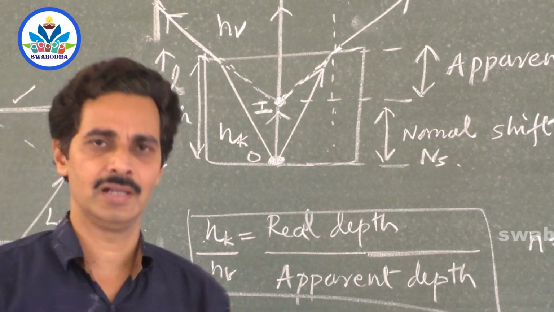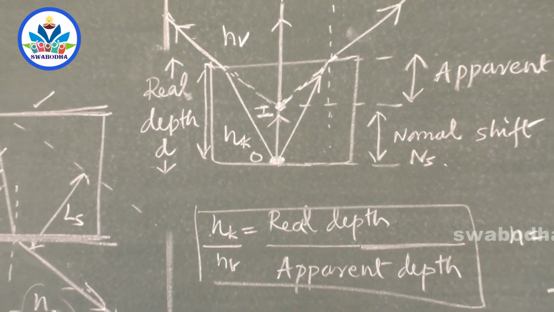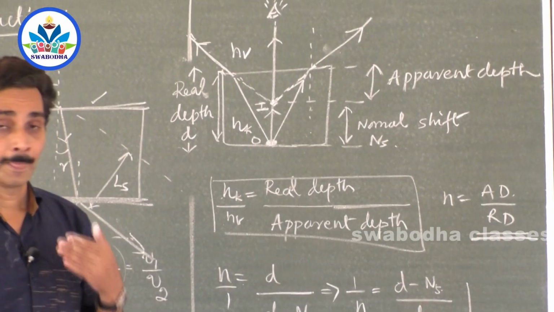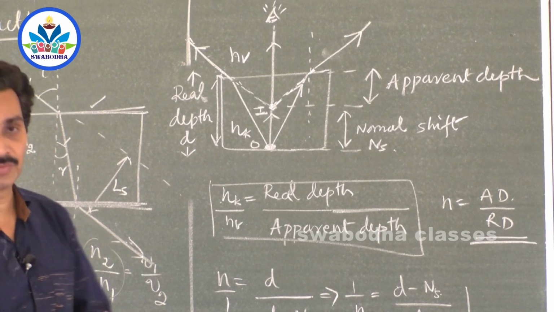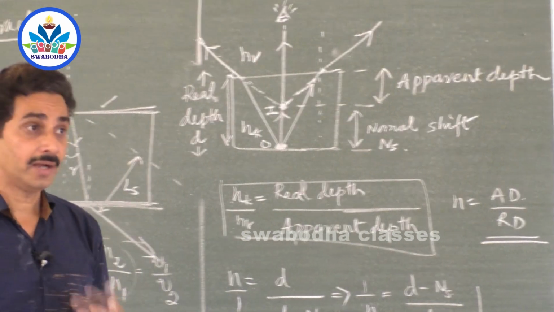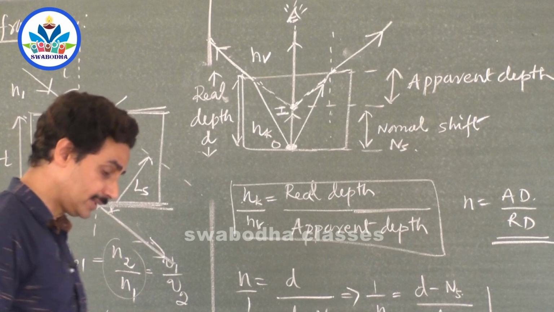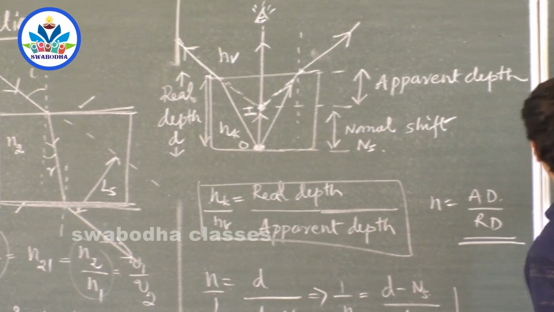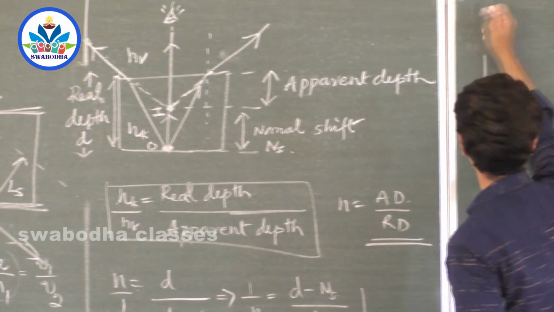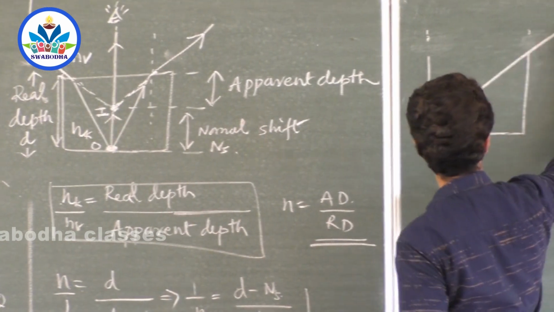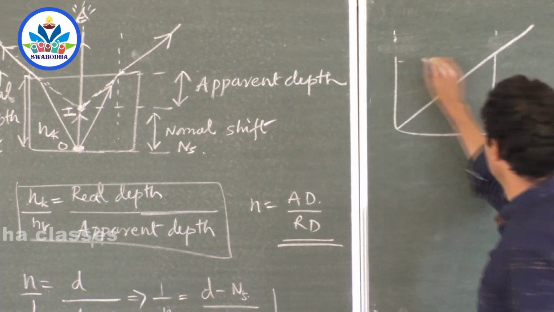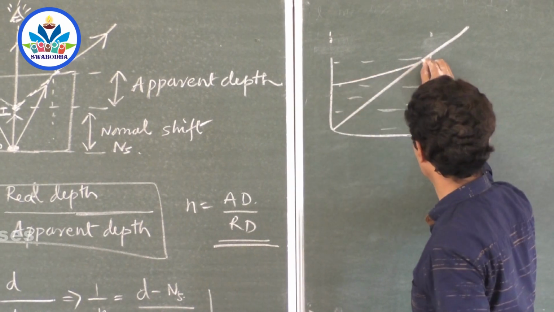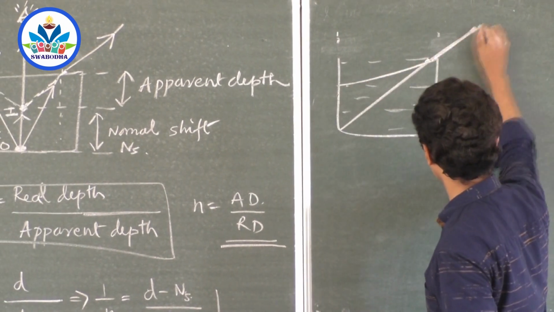And if you are asked to write the examples for normal shift: a coin appears to be shifted upwards, the bottom of the swimming pool appears to be shifted upwards, and a pencil kept in a beaker containing water appears to be broken. How is it so? You just imagine that you have a beaker containing water, and this is the stick or the pencil which is kept and it is filled with water. Why does the stick appear to be broken here, from here onwards, like this?